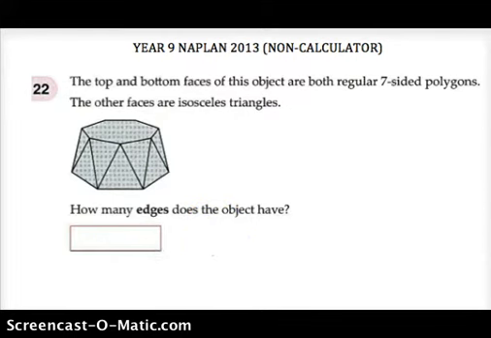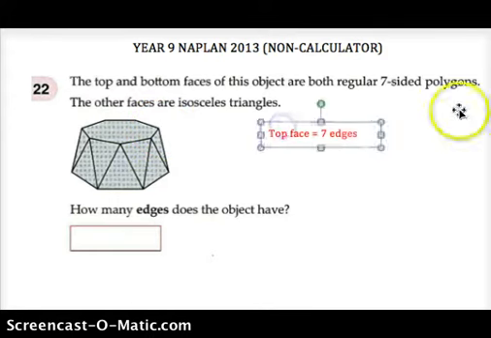You can pause the video now. Now, when you count the number of edges, you need to be systematic about it. In other words, you should perhaps look at the top face here. So how many edges here on the top? We've got 1, 2, 3, 4, 5, 6, 7 edges. So the top face has 7 edges.